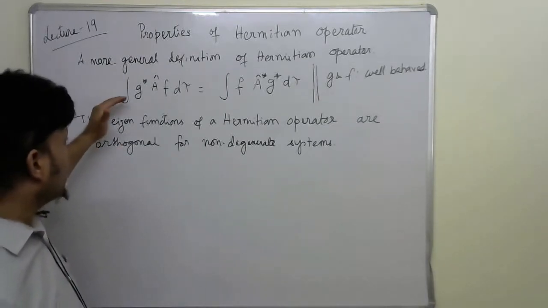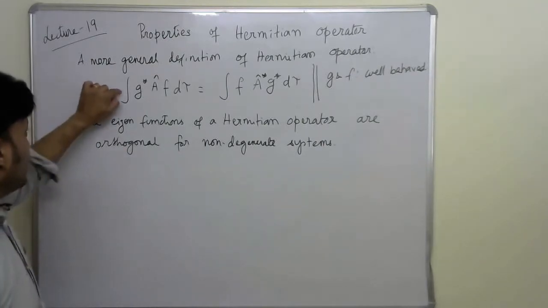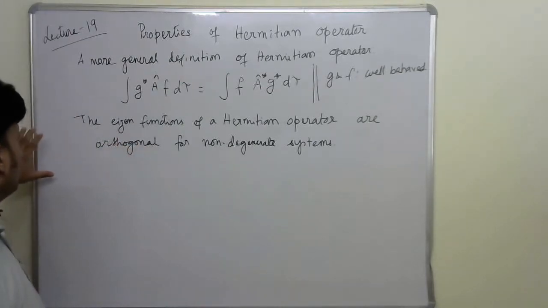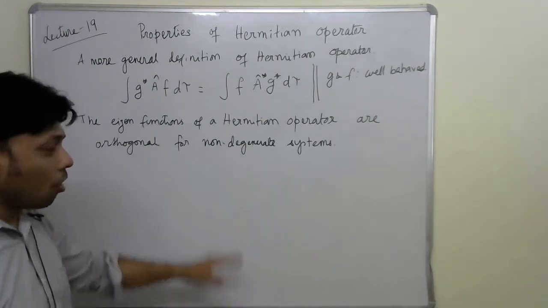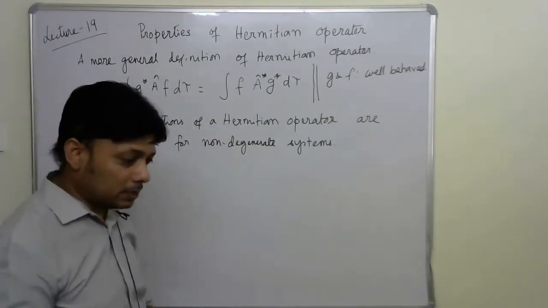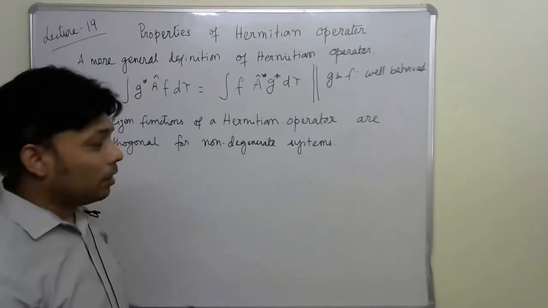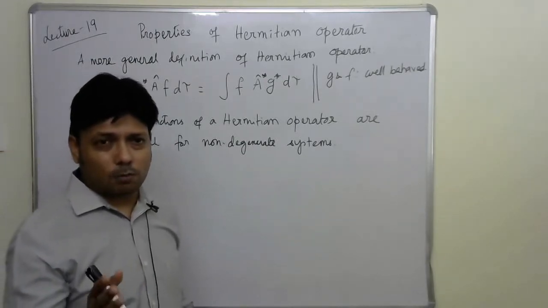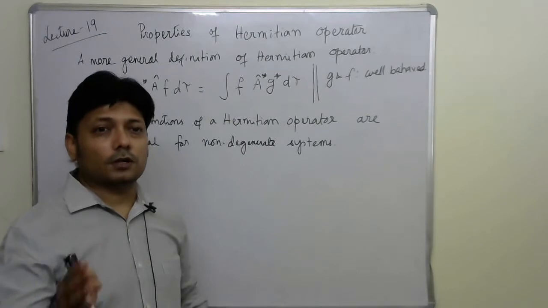Now, what kind of functions or what kind of relationships can g and f have? So for that, we proceed to the very last property that we are going to discuss on Hermitian operators. The application of this statement you will find in the next step. So here we begin with another statement. The statement says the eigenfunctions of a Hermitian operator are orthogonal for non-degenerate systems. So a Hermitian operator may have more than one eigenfunction. How is it possible to have more than one eigenfunction? Of course, we have seen in a free particle in a one-dimensional box where we have many eigenvalues for a Hamiltonian operator, and those values are defined by an integer n.